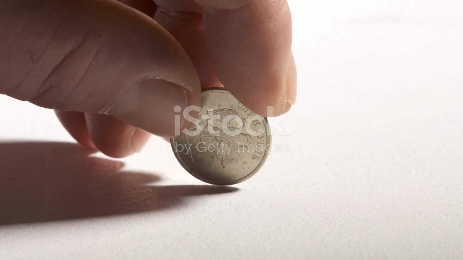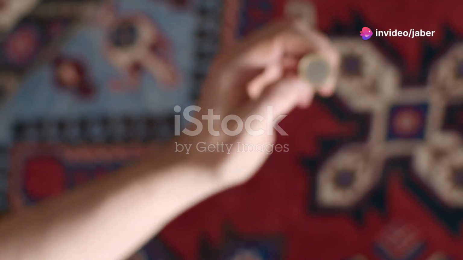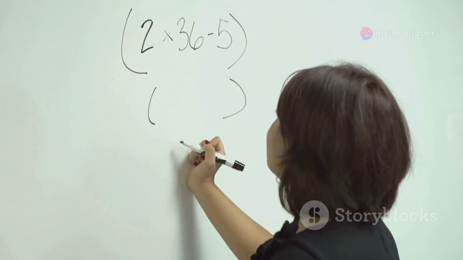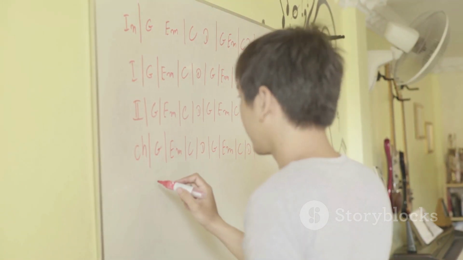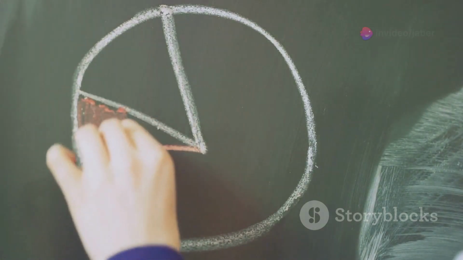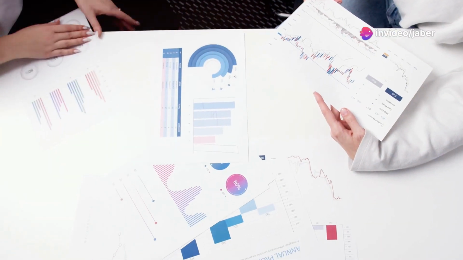Let's say we want to know if a coin is fair or weighted. We flip it 10 times and get heads 8 times. Is that enough to say the coin is rigged? Let's calculate the p-value to find out. Our null hypothesis is that the coin is fair. If that's true, we'd expect to get heads about 50% of the time, but we got heads 80% of the time. Is that unusual enough to make us suspicious?